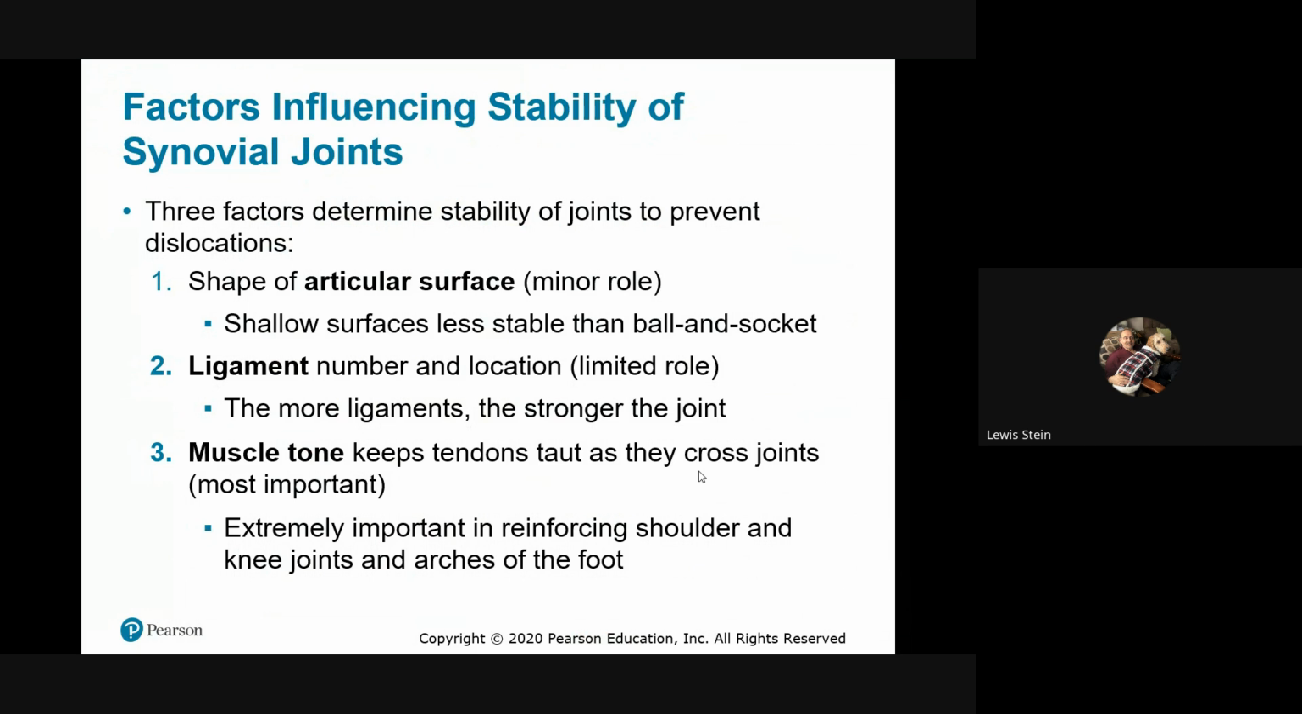I disagree fervently. Diametrically opposed. In other words, I don't know where they get it. Is it important in reinforcing the shoulder? Yeah. Does it have anything to do with the knee joint or the arch of the foot? Not by a long shot.